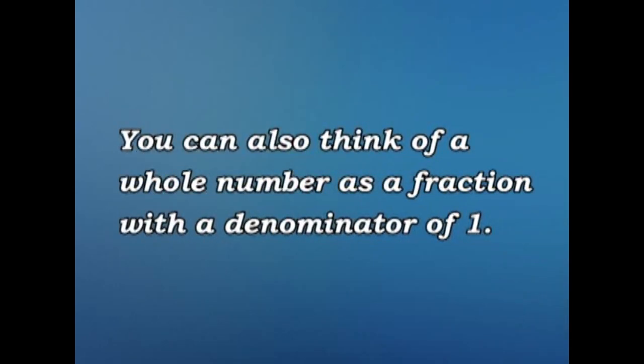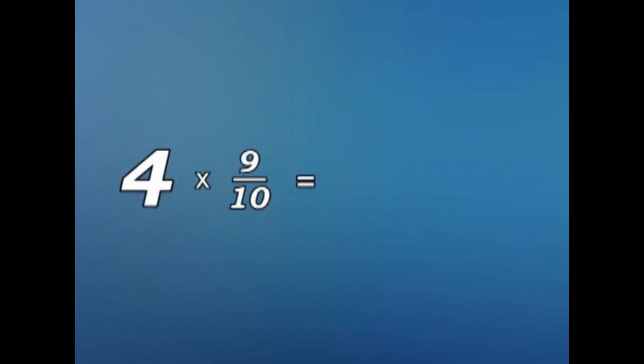You can also think of a whole number as a fraction with a denominator of 1. For example, 4 times 9/10. You can write 4/1 times 9/10. Look at the 4, look at the 10. 2 times 2, that's 4. 5 times 2, that's 10. So cross out the 4 and write 2. Cross out the 10 and write 5.